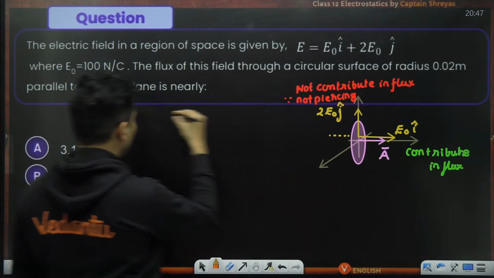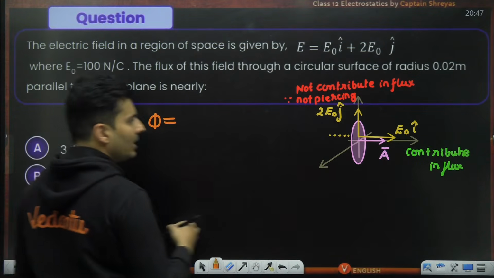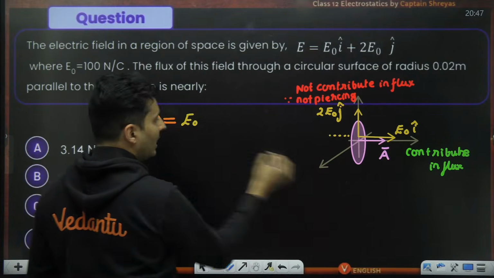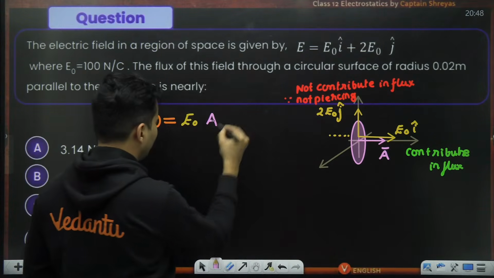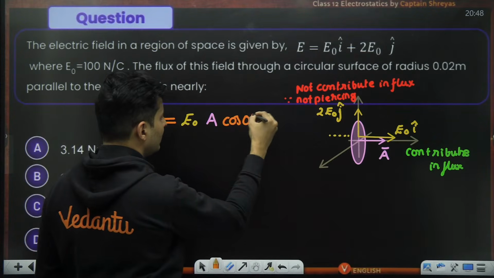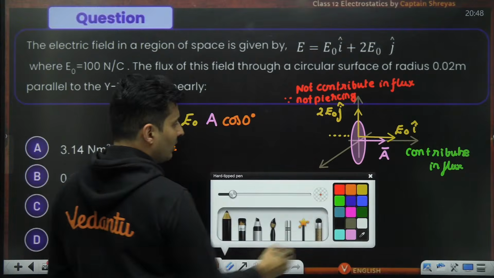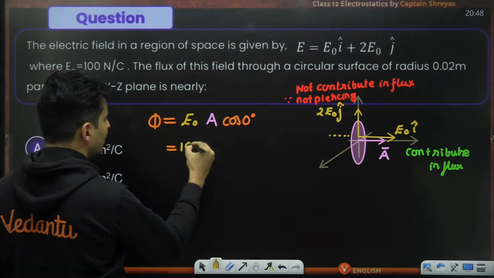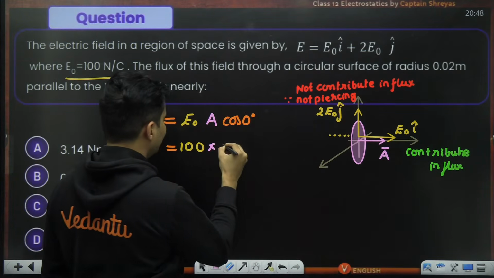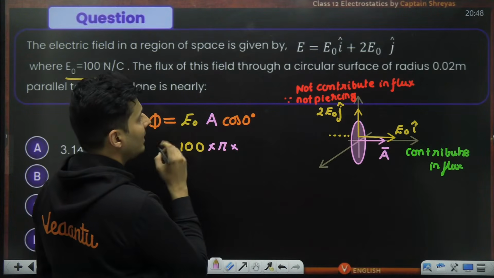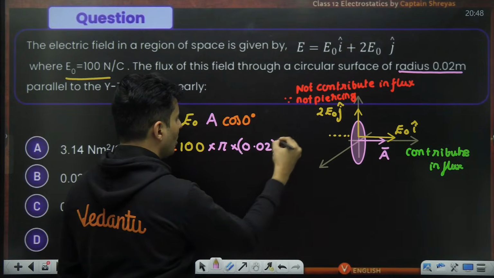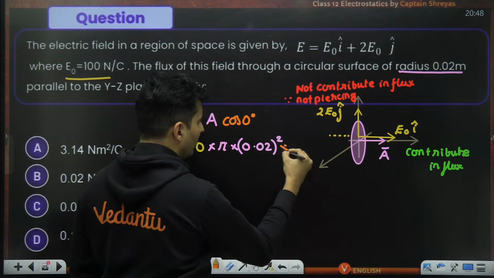So once I want to calculate the flux, this field E naught is exactly in the same direction as that of the area vector. So the angle between them is 0 technically. So cos 0 is 1. What is the value of E naught? The value of E naught is basically 100. It is clearly mentioned over here. What is the value of the area? Well, it is pi into r square. Is the radius mentioned? Yes, it is 0.02. So 0.02 whole square. And cos 0, of course, is 1.